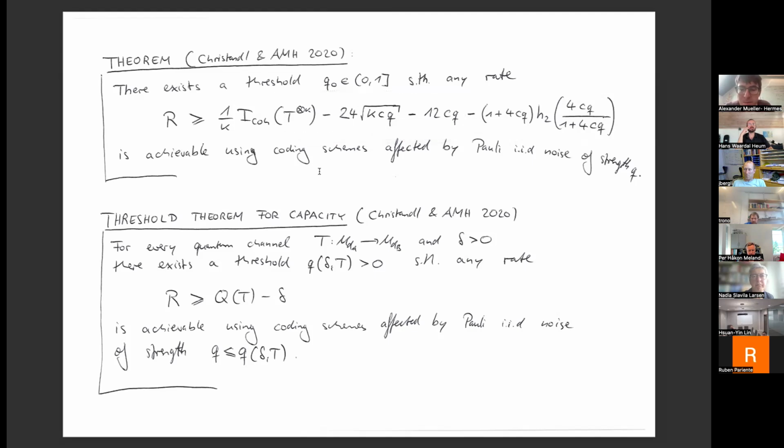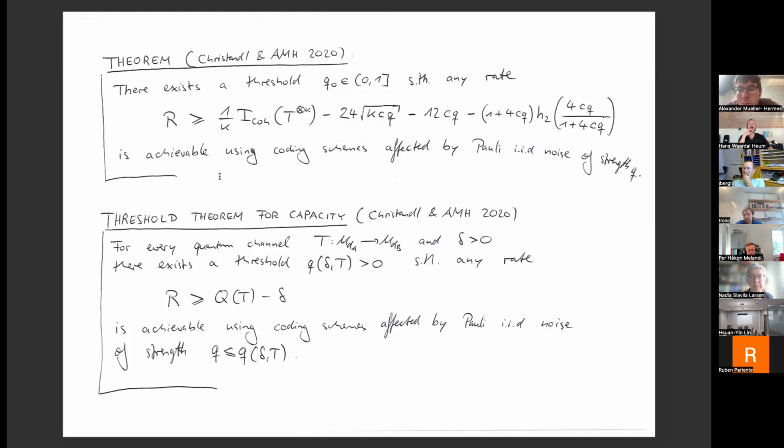Yeah, somehow it's an annoying feature of this, and we tried very hard to get rid of this term, and we didn't manage. So we have a question about what you mean by any rate larger than this quantity. Yeah, so evaluate this function. Say take K equal 1. Then you have the coherent information of the channel minus some term here, and take any R, then this will be achievable in this strong fault-tolerant sense.